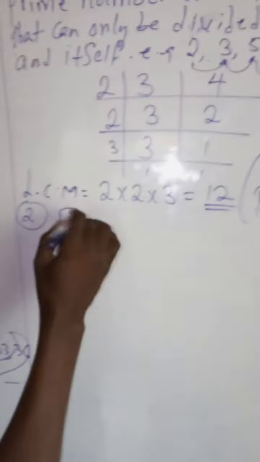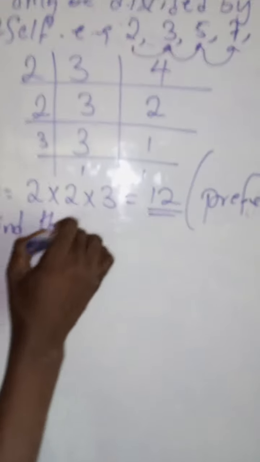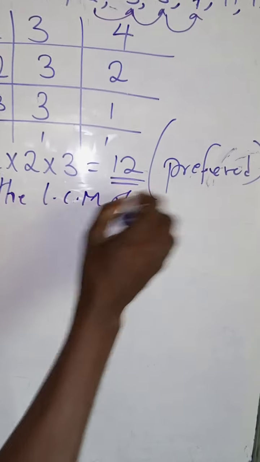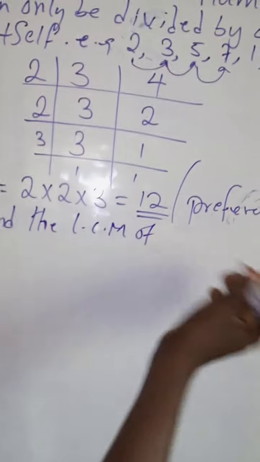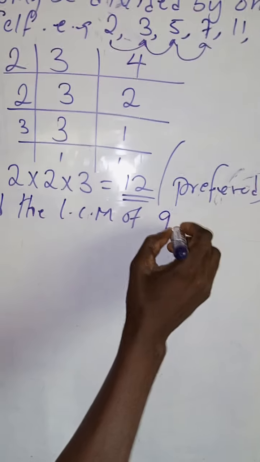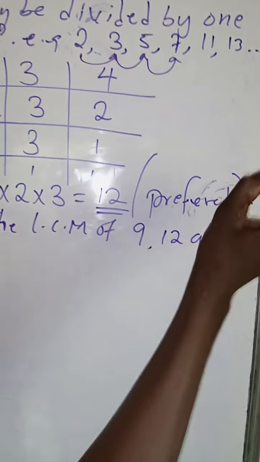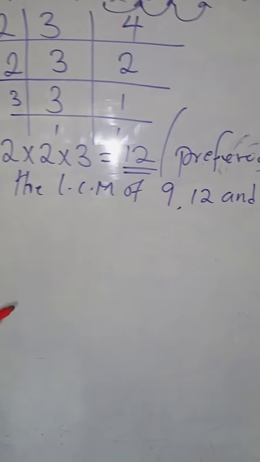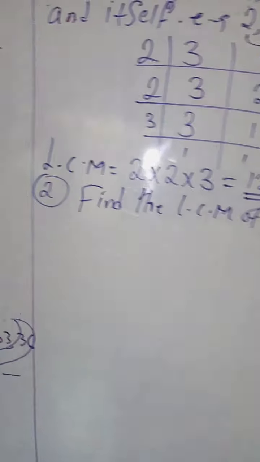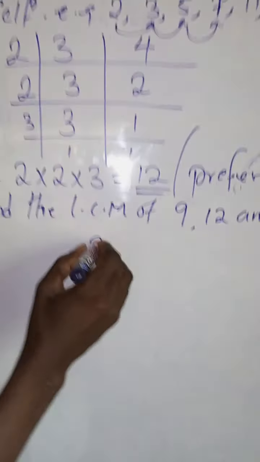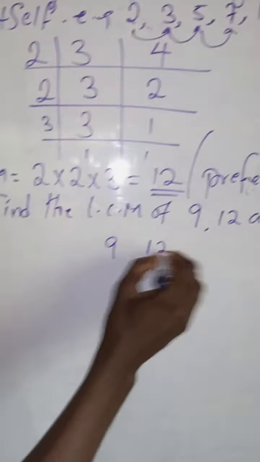It now say, find the LCM of, let me say, LCM of 9, 12, and let's say 18, so that it's getting bigger. So if I use the second method, I want to use the second method. 9, 12, 18.